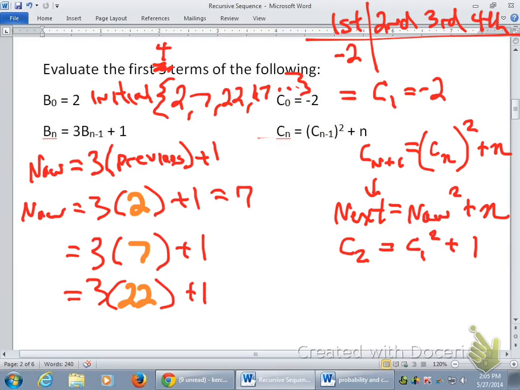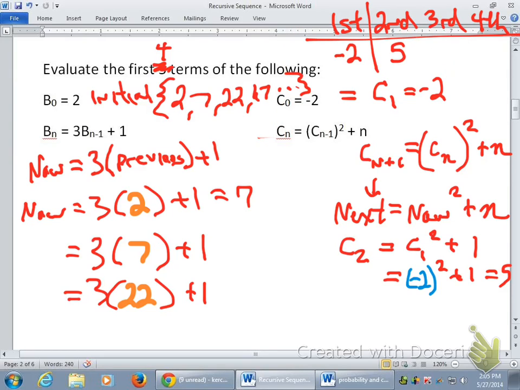All right, so this is going to be C sub 1. What was C sub 1 again? It's -2, right? So I've got -2 squared. And then I add that 1. So -2 squared plus 1 is 4 plus 1 is 5. So that answer is a 5. So my second value is a 5.